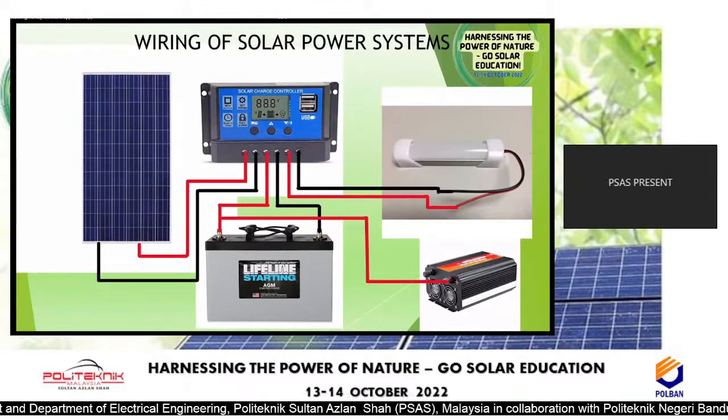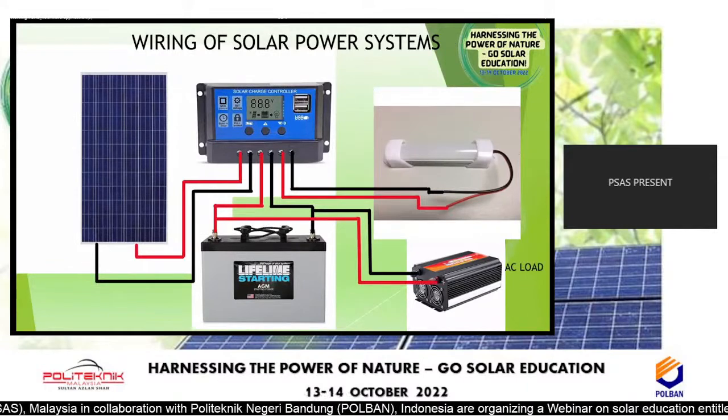If our load is alternating current, AC, we must use the inverter. The positive terminal of the inverter, we connect to the positive terminal of the battery, and the negative terminal of the inverter, we connect to the negative terminal of the battery.